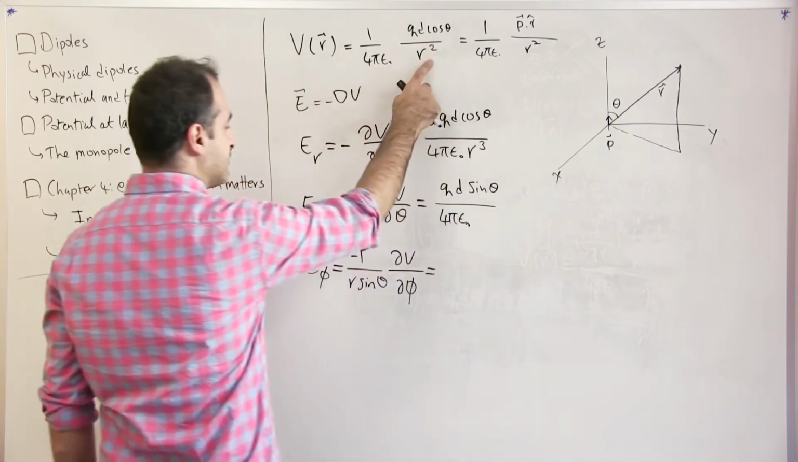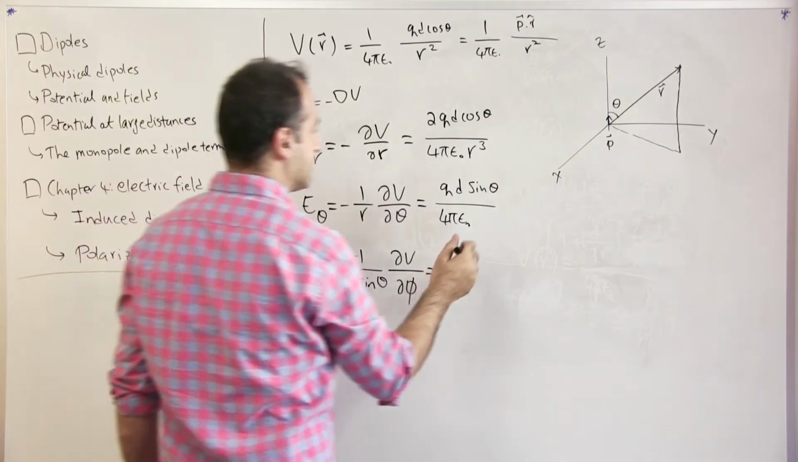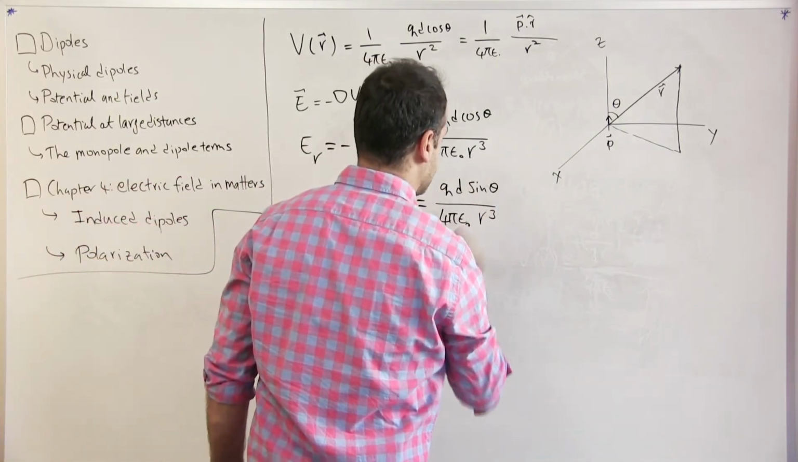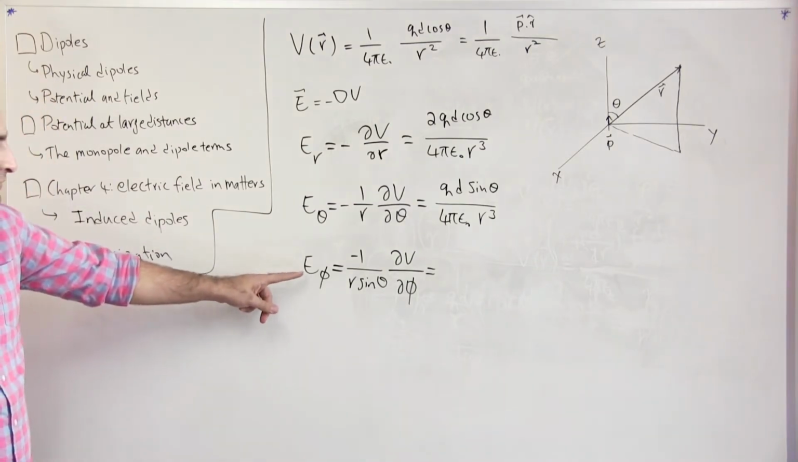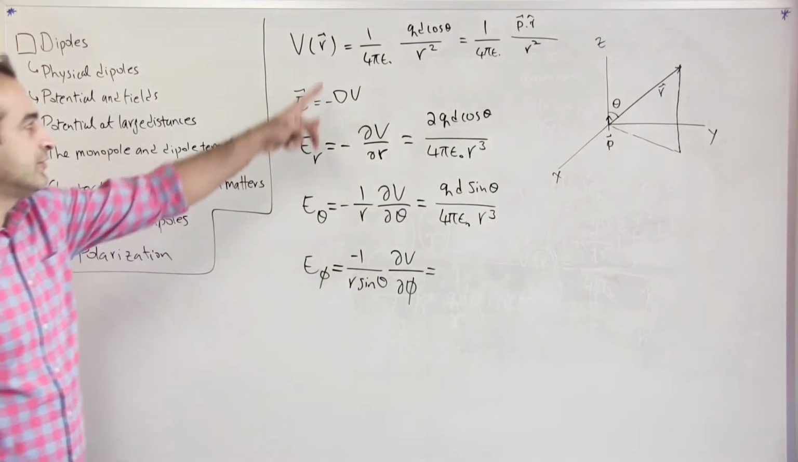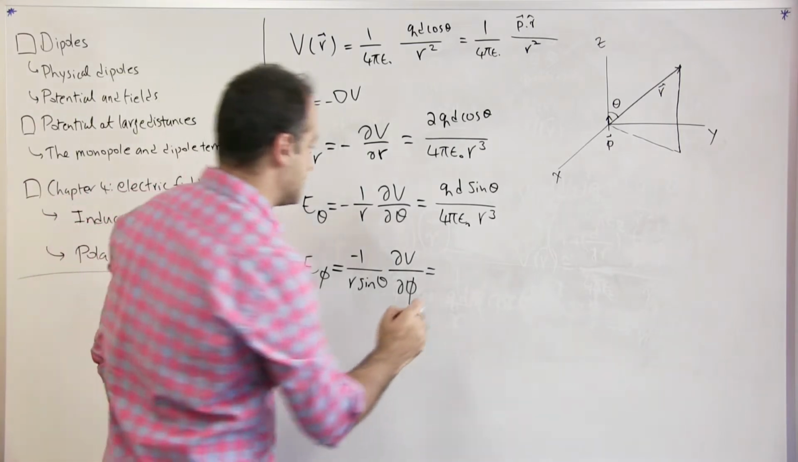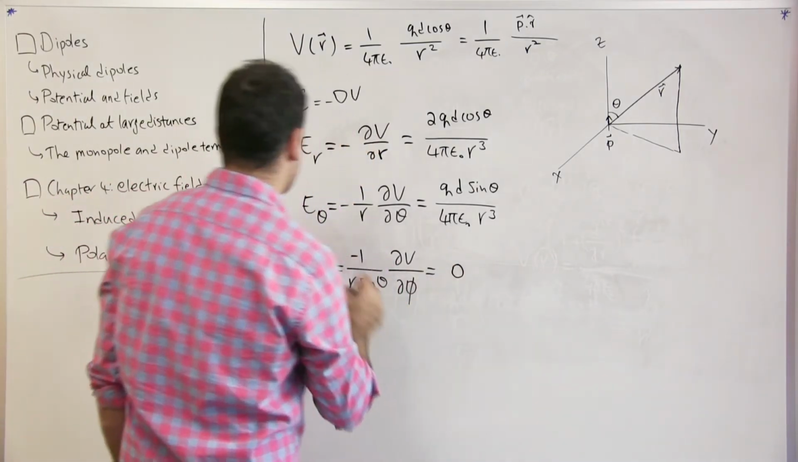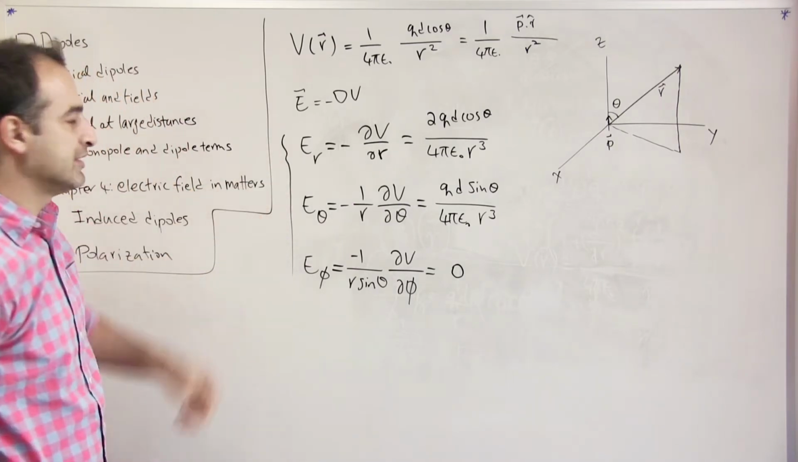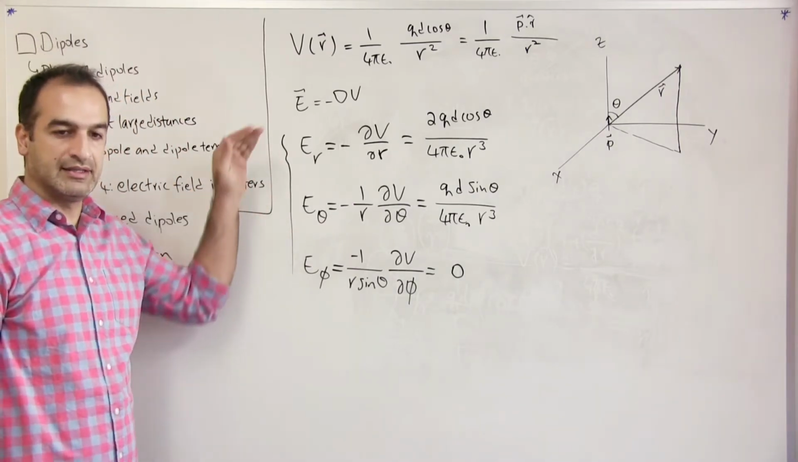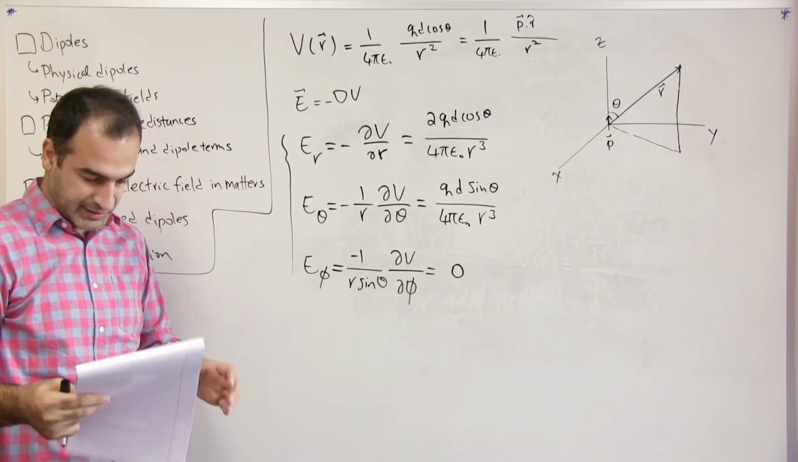We have r squared, we have 1 over r here, combined it becomes 1 over r cubed. And then if you look at the phi dependence, there's no phi dependence in V_r, so this term just becomes 0. So for the electric field components, we just get two components, one in the r hat direction, the other one in the theta hat direction.